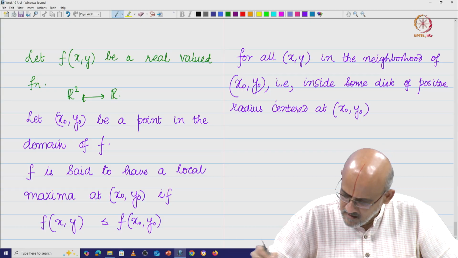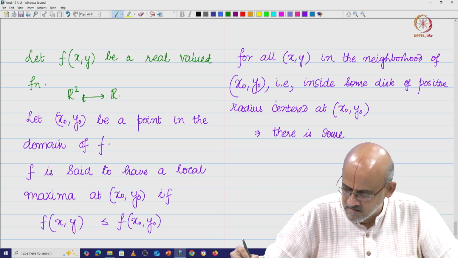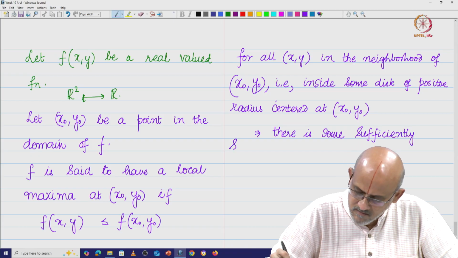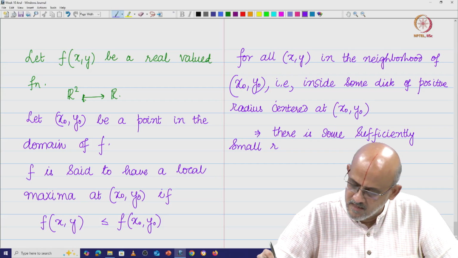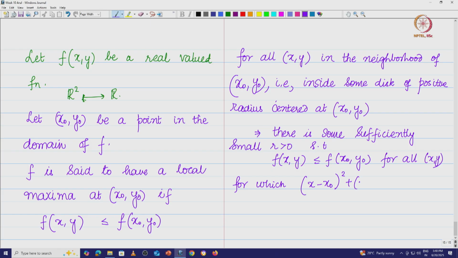What do we mean by that? Again, this implies there is a sufficiently small r greater than 0 such that f of x comma y is less than or equal to f of x naught comma y naught for all x comma y for which x minus x naught the whole square plus y minus y naught the whole square is less than r square.